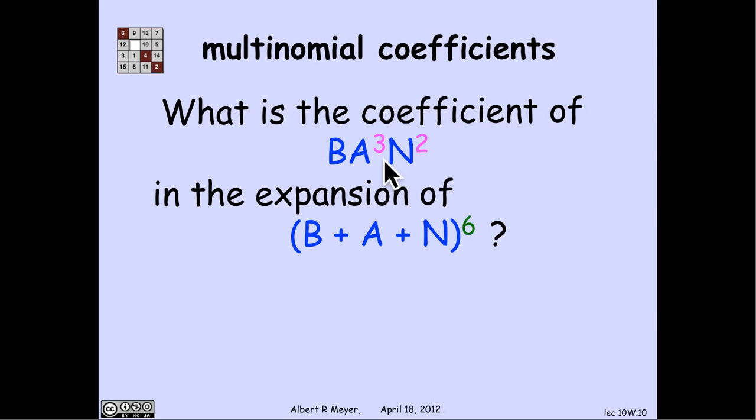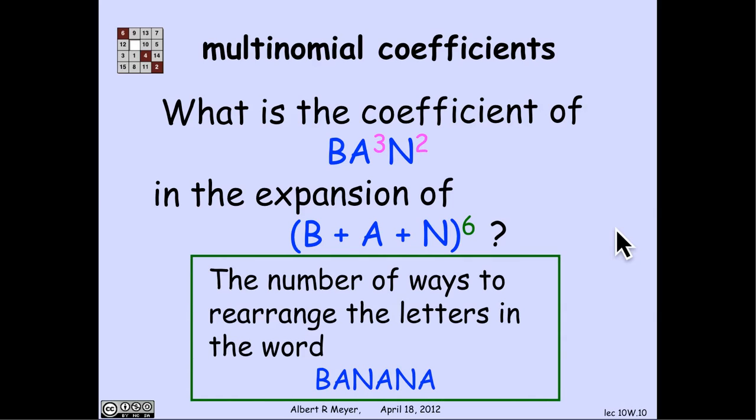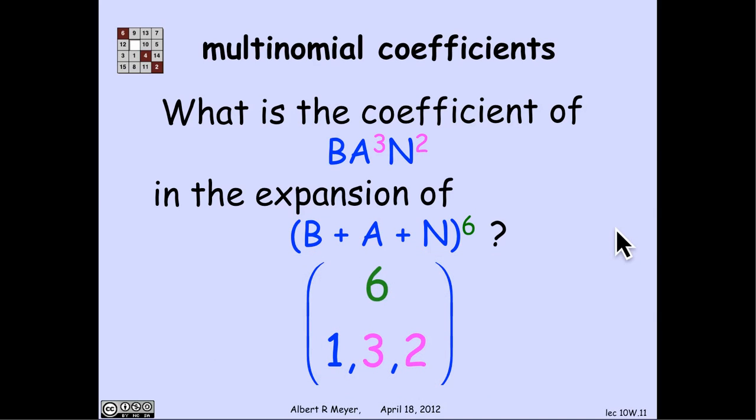What's the coefficient of B A cubed N squared if I expand this trinomial B plus A plus N to the 6th power? Well, now again, I have 3 to the 6th terms. How many of them involve a B, 3 A's, and 2 N's? By the Bookkeeper Rule, it's the number of ways of rearranging the letters in the word BANANA, and by the Bookkeeper Rule, that's 6 choose 1, 3, and 2.